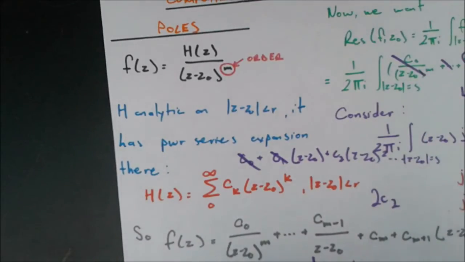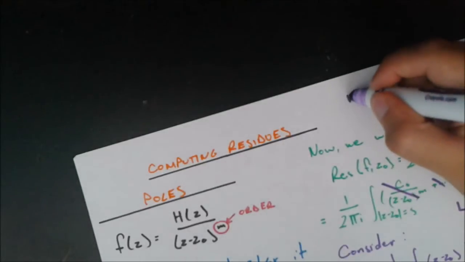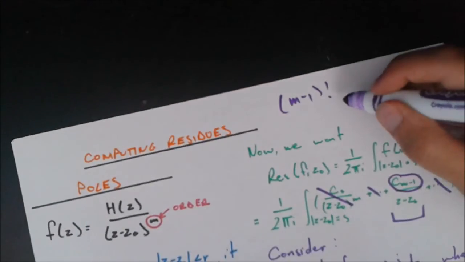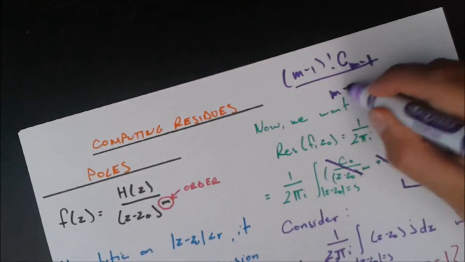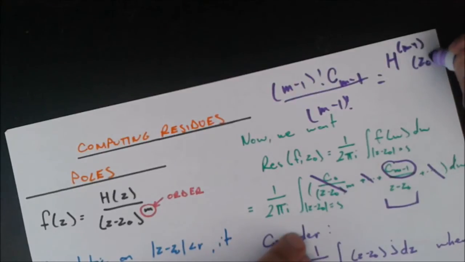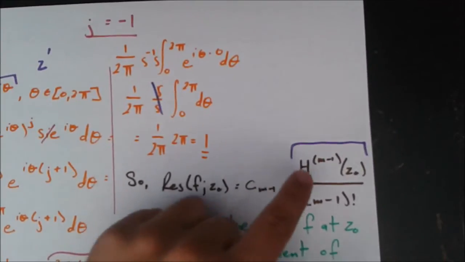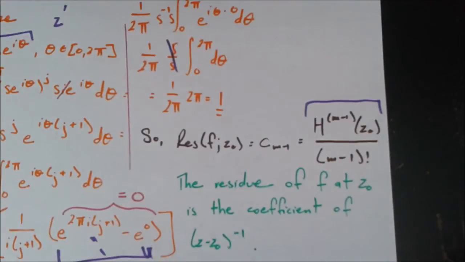So what does that say for the m minus first derivative? Since the second derivative at z naught is going to be 2c2, then the m minus first derivative is going to be m minus 1 factorial, because this 2 is actually just a 2 factorial. If we took the next derivative, it would be 3 factorial here. So it would be m minus 1 factorial times c sub m minus 1. And if we want just c sub m minus 1, we have to divide this by m minus 1 factorial. So it's going to be the m minus first derivative of h evaluated at z naught, divided by m minus 1 factorial, which is exactly what we see right here. And this will be important for us in the next video.